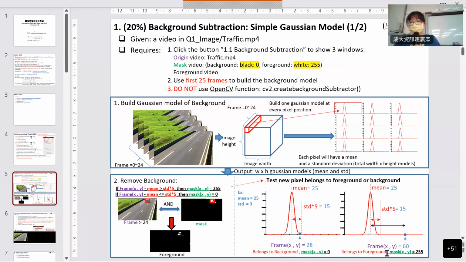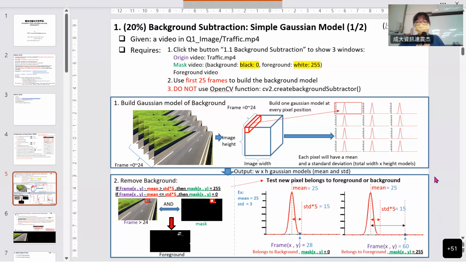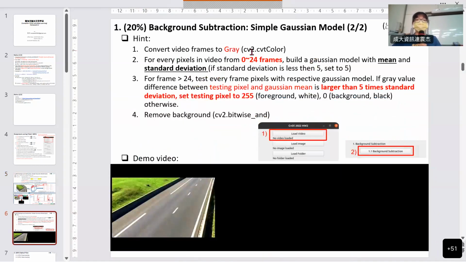And for the other one, if the pixel is 16, the difference from the mean is 35, so it's larger than 15. So this pixel belongs to foreground, so set the pixel to 255. After this, you will get the mask video, and you use bitwise and to combine the origin video and mask video, and you will get a foreground video. So there are some hints. You can follow the hints to do question 1.